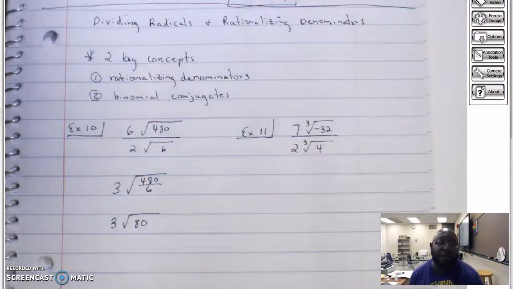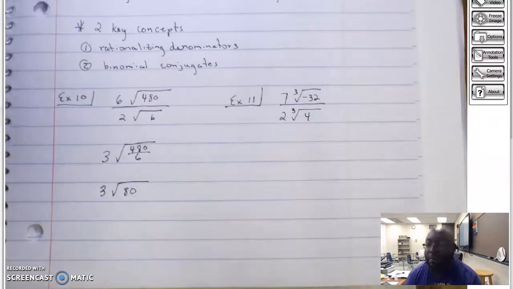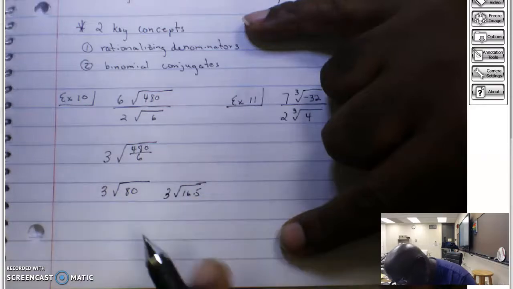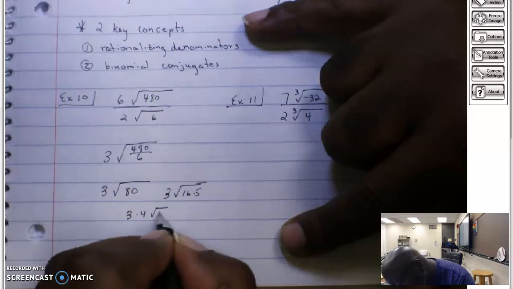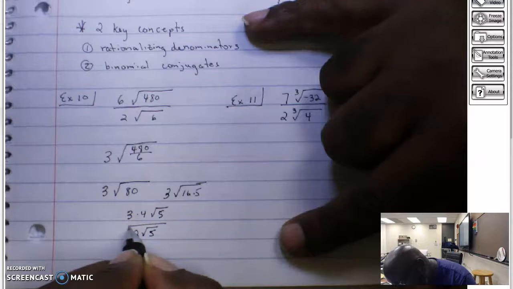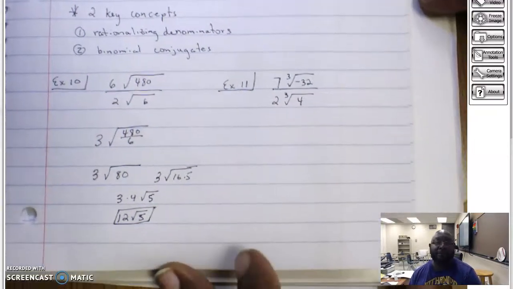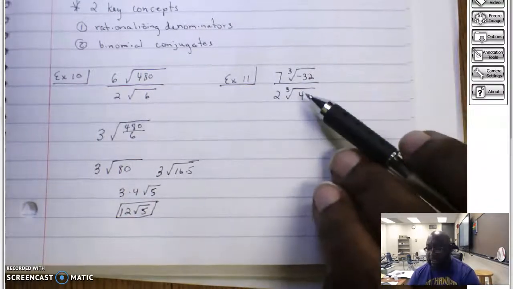So now I ask myself, okay, what's the perfect square in 80? There is a perfect square in 80. And I just start doing my mental math, and I know that 16 times 5 is 80. So what I have now is 3, the square root of 16 times 5. So out comes a 4. So what I have is 3 times 4 times the square root of 5, which is what's left. And 3 times 4 is 12 times the square root of 5. I'm done with that.